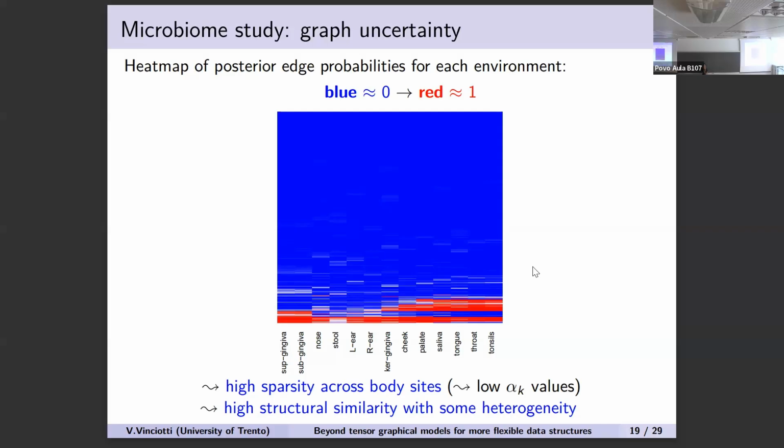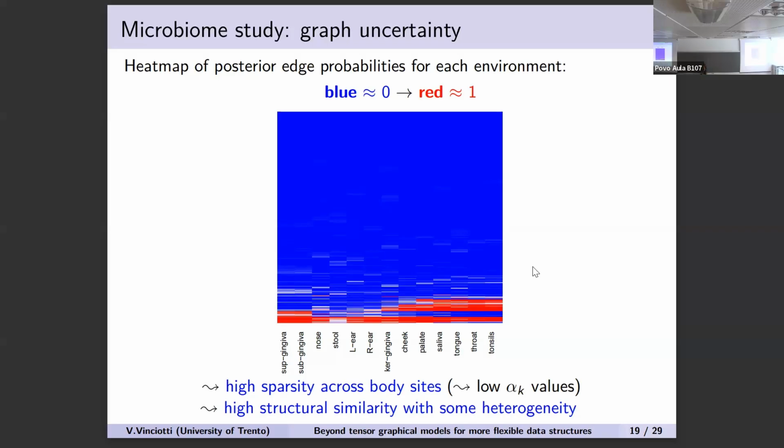a lot of blue, a lot of sparsity. That's typically what we expect. Second, if you go horizontal, you see some connections that are there for all the environments. So these are what we call the core network. These microbes interact in saliva, throat, and all these different environments.